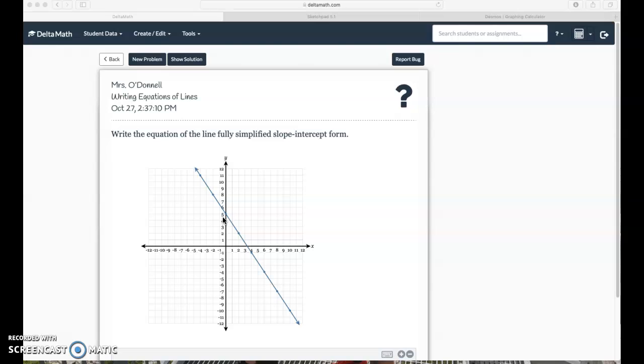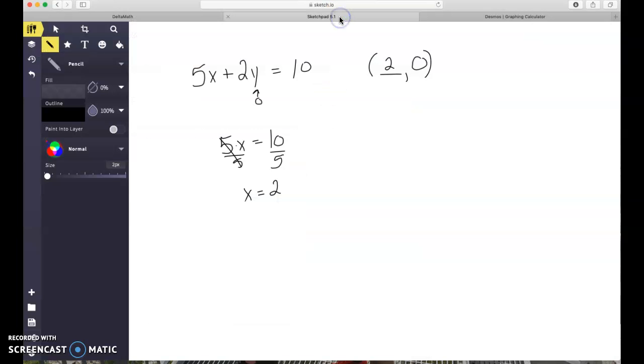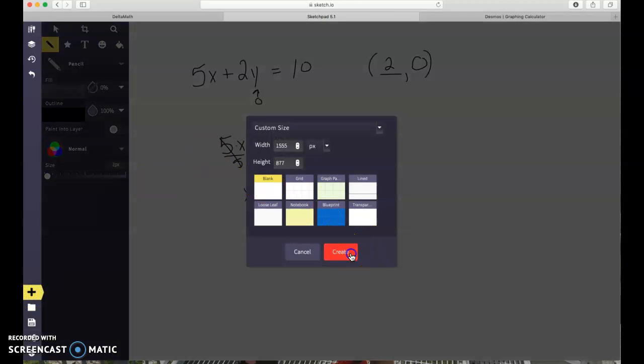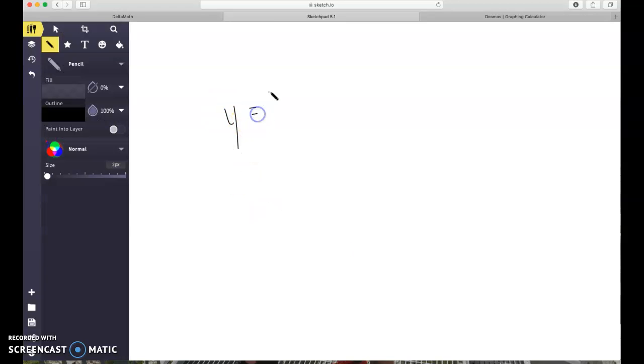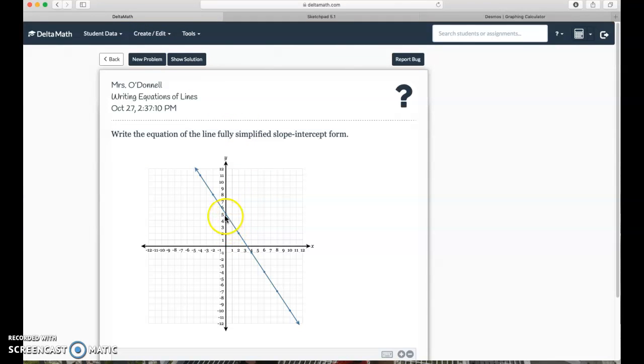All right, so we found our y-intercept is right here at 5. Next, we have to do our rise over our run to find our slope. So we're going to go down 1, 2, 3 over 2, right? So our slope was negative 3 over 2, and our y-intercept was 5. So this should be our equation of our line: y equals negative 3 over 2 x plus 5.